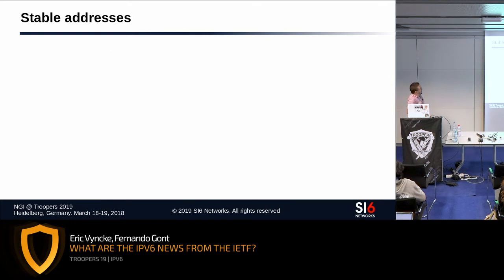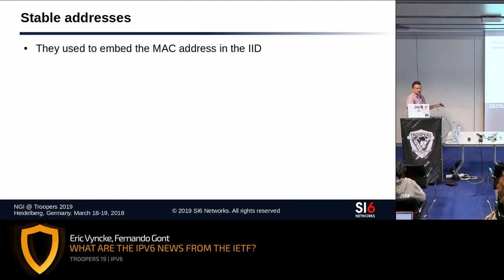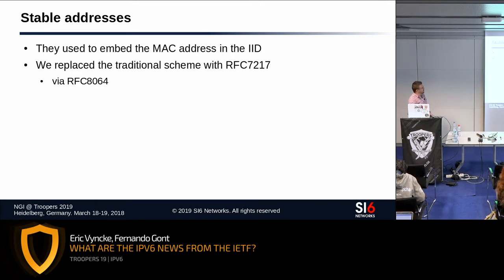Other stuff related to addresses, this is kind of a status update, if you want. You know that we have stable addresses and we have temporary addresses. The stable addresses, at least the standard ones, used to be different in Windows. They used to embed the MAC address in the interface ID. We changed that years ago with RFC 7217 via RFC 8064. So essentially RFC 7217 specifies the algorithm, and then RFC 8064 tells you that you have to do RFC 7217. That's kind of procedural stuff, if you want.